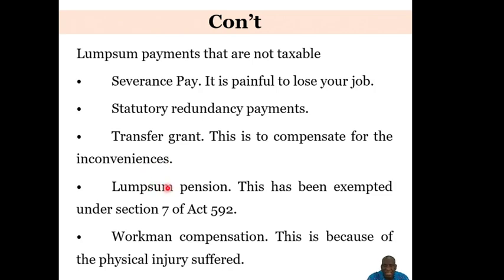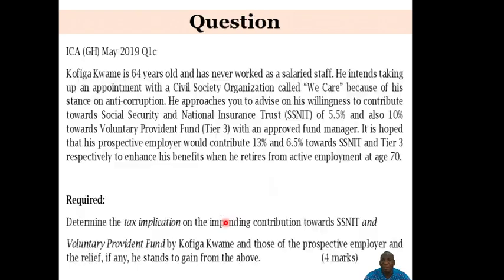Lump sum pensions are also not taxable, and this is exempted under Section 7 of the Act. Workman compensation is also not taxable. It's a lump sum payment. This is because of the physical injury suffered, and it's also under Section 7 of the Income Tax Act of 2015, Act 896. Okay, so please, this one is at 896, not at 592, at 896 rather.